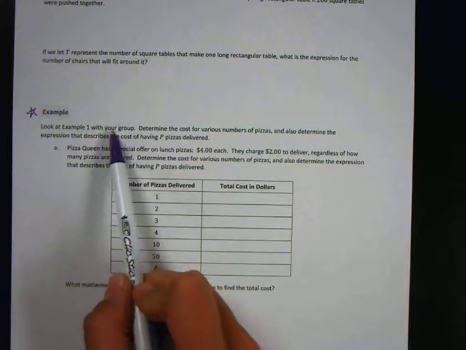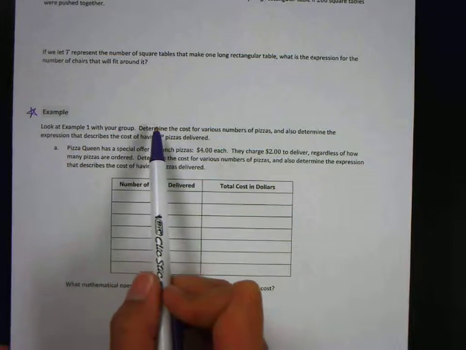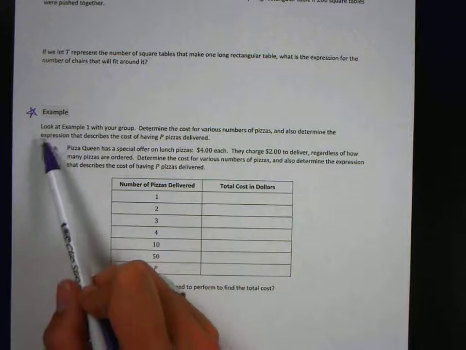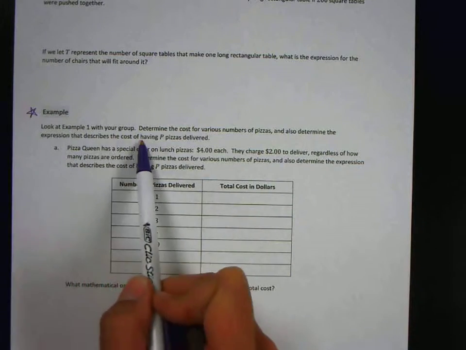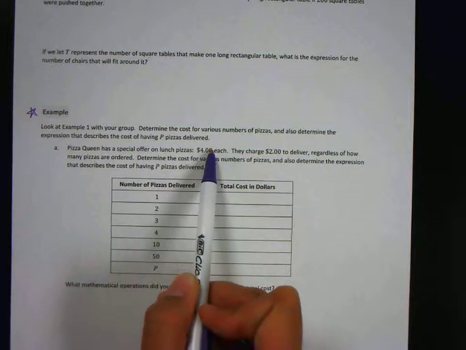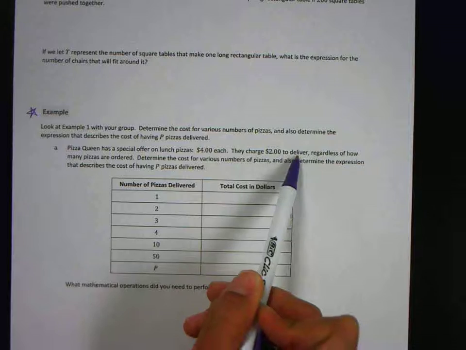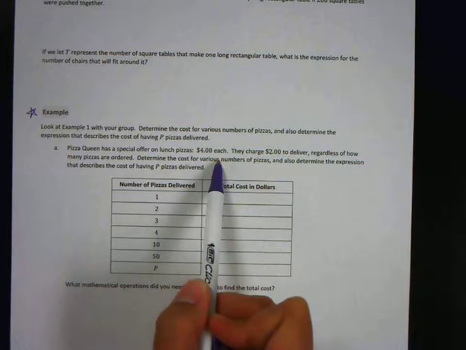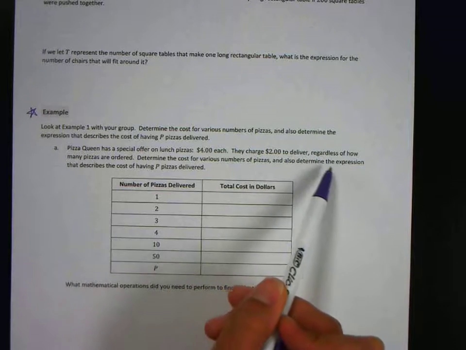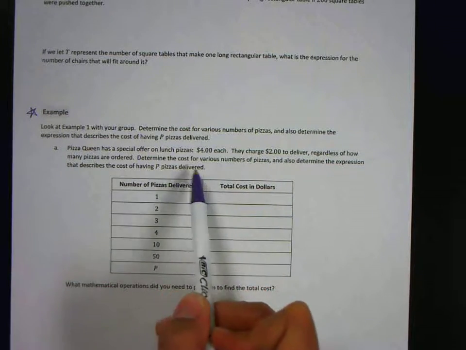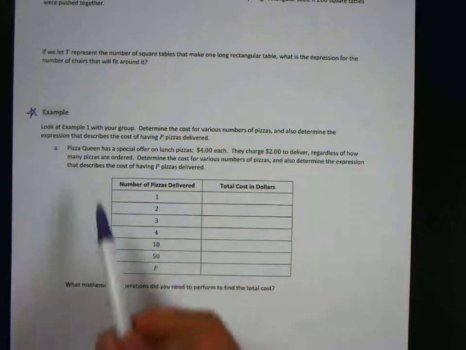Alright, look at example 1 with your group. Again, we're doing it as a whole group. Determine the cost of the various number of pizzas and also determine the expression that describes the cost of having P pizzas delivered. So here's our story. Pizza Queen has a special offer on lunch pizzas, $4 each. They charge $2 to deliver, regardless of how many pizzas are ordered. Okay? So again, this is a real life scenario.